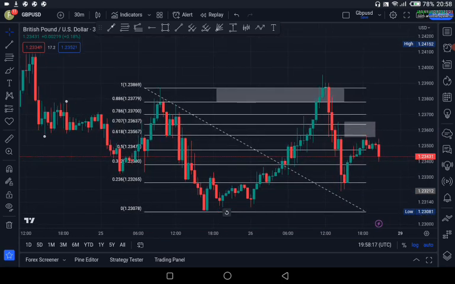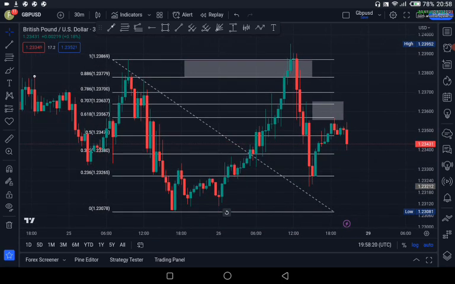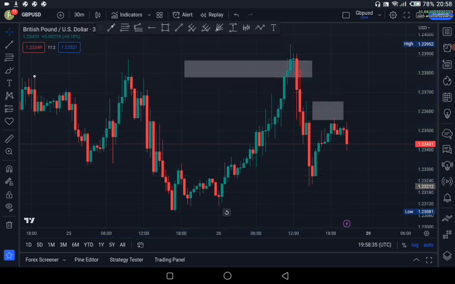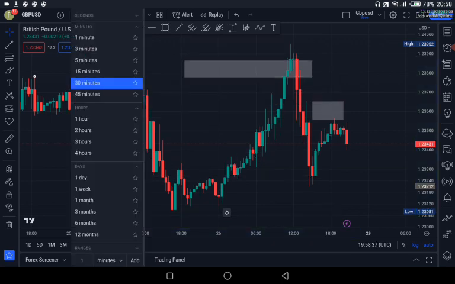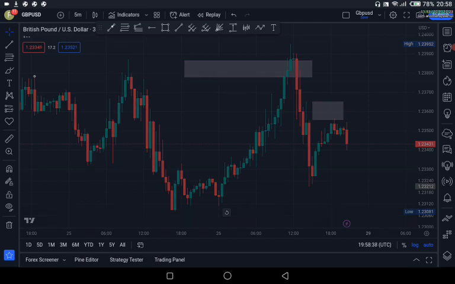But what I should have done was wait for a change of character. You could see it got into the zone. I had some weeks because it was getting some new orders, and then it went down, but my stop loss was already triggered. What I should have done was wait for a change in character, and let me show you what I mean by that.